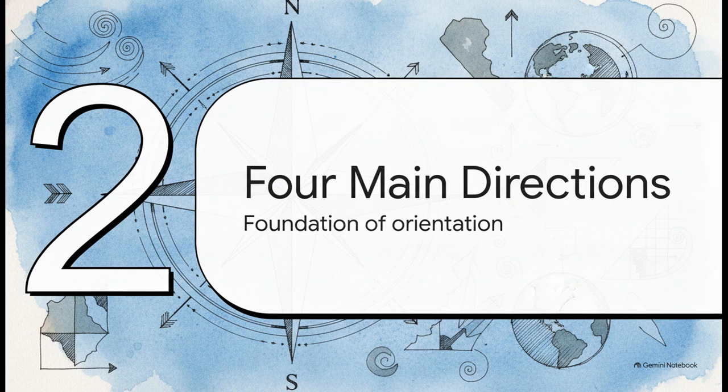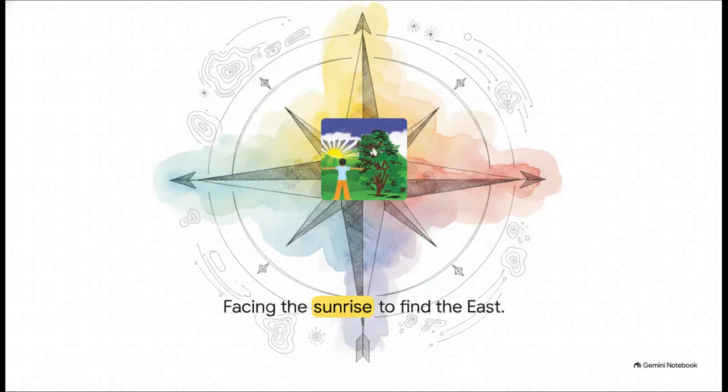Section 2. The 4 main directions, the foundation of orientation. You've got to appreciate the sheer elegance of natural navigation here. Picture a person standing with their arms outstretched, looking directly at the sunrise. Because the sun reliably comes up in the east, the moment you align yourself with that morning sun, boom, you've established your entire compass grid.